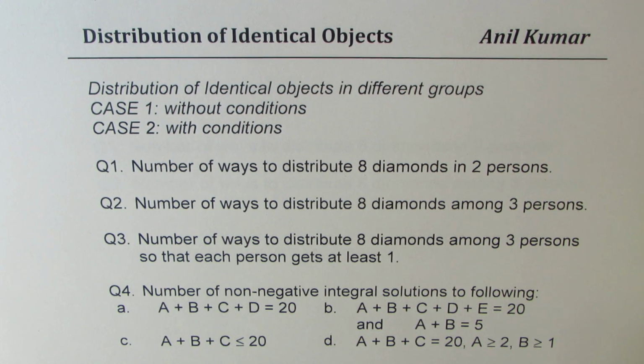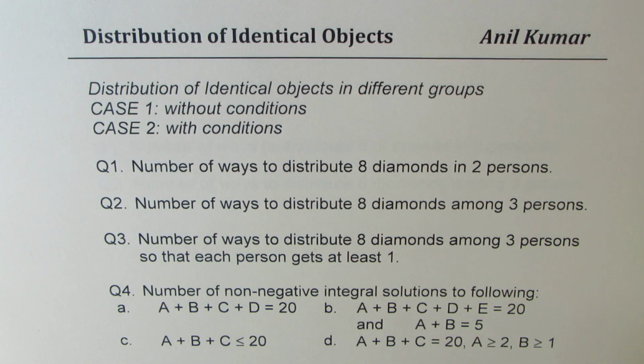Question number 1. Number of ways to distribute 8 diamonds in 2 persons. Question 2. Number of ways to distribute 8 diamonds among 3 persons. 3. Number of ways to distribute 8 diamonds among 3 persons so that each person gets at least 1. So that is kind of a condition. So that belongs to case 2.